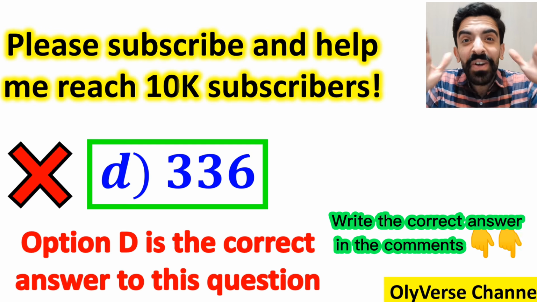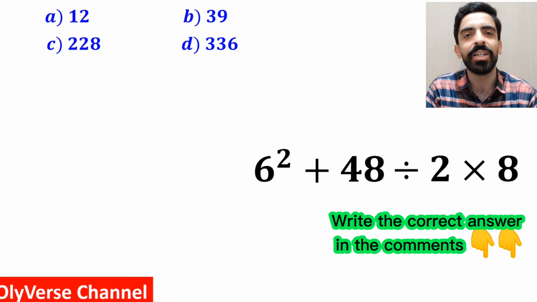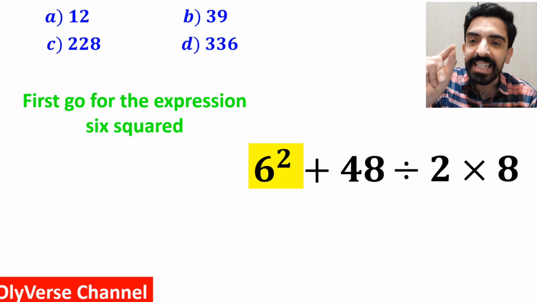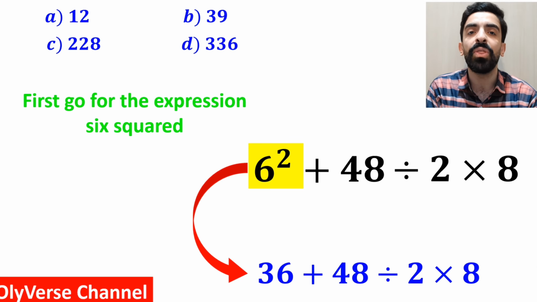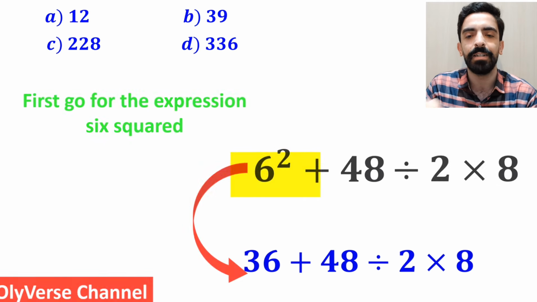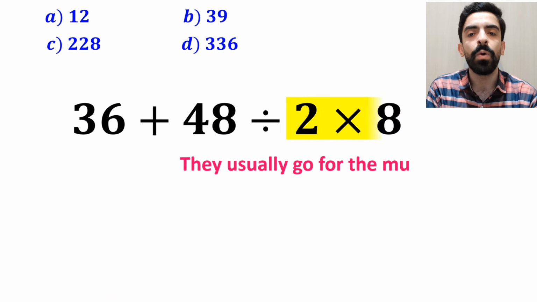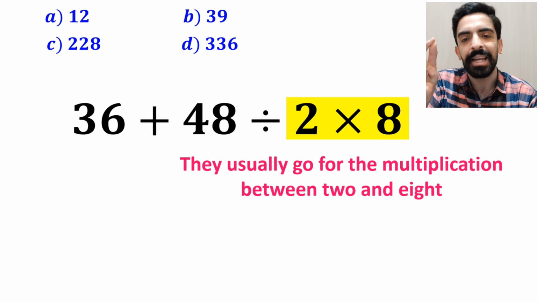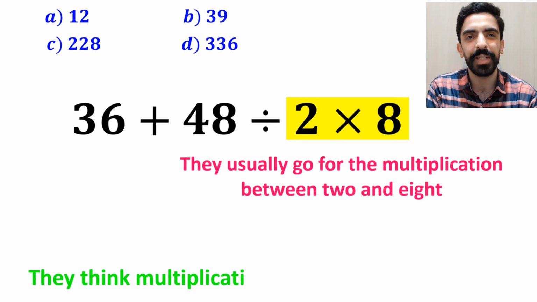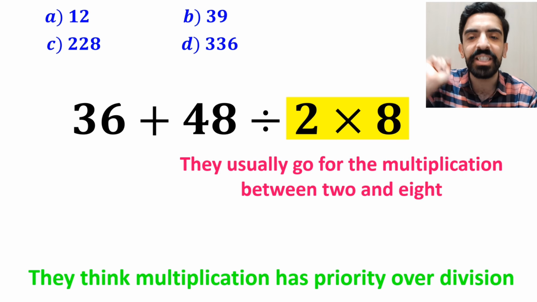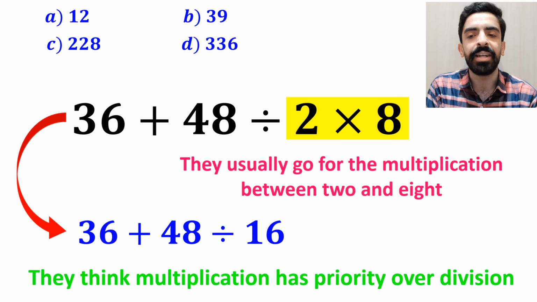However, that's definitely wrong. Also, some other people when solving this question first go for the expression 6 squared and they simplify to 36 plus 48 divided by 2 times 8. And the next step, they usually go for the multiplication between 2 and 8 because they think multiplication has priority over division. So, they rewrite this expression as 36 plus 48 divided by 16.